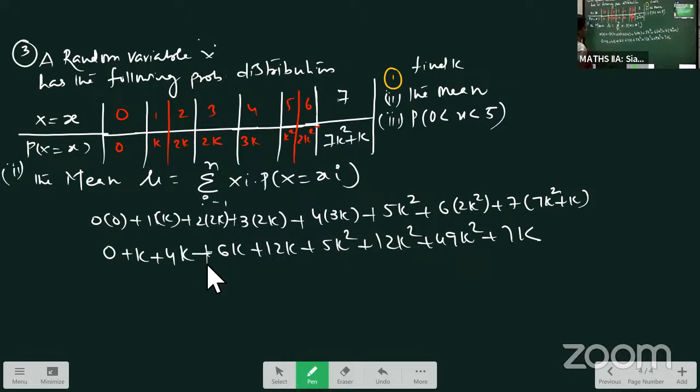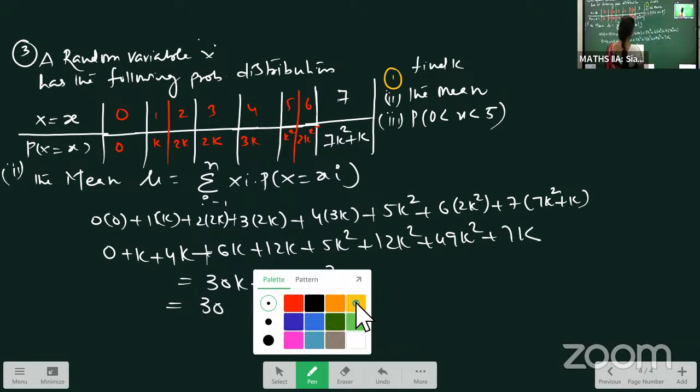So now we add here: 5k, 11k, 23k, 23k plus 7k, 30k. 30k plus again 5k square plus 12k square, that is 17k square, 17 plus 49, 66k square. And 30 into, what is the k value we found out? k is equal to 1 by 10.